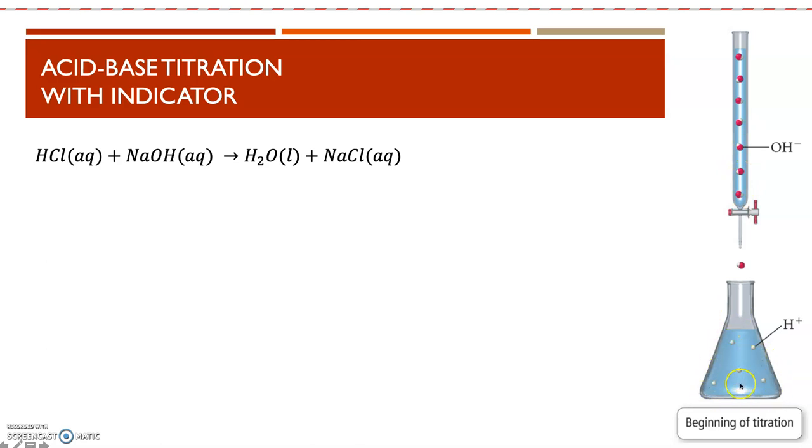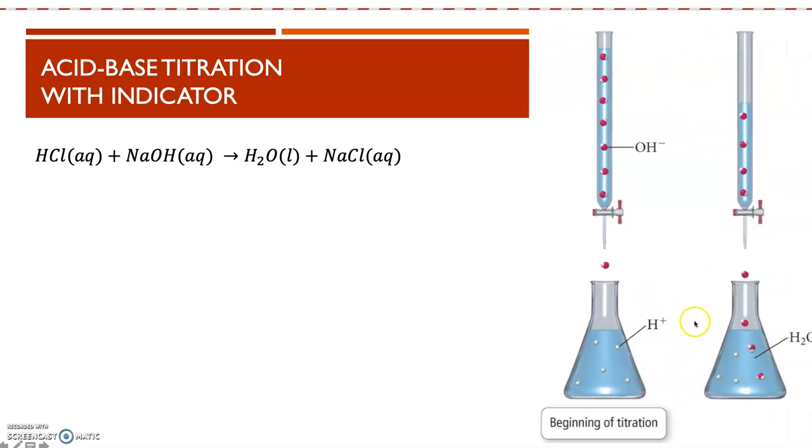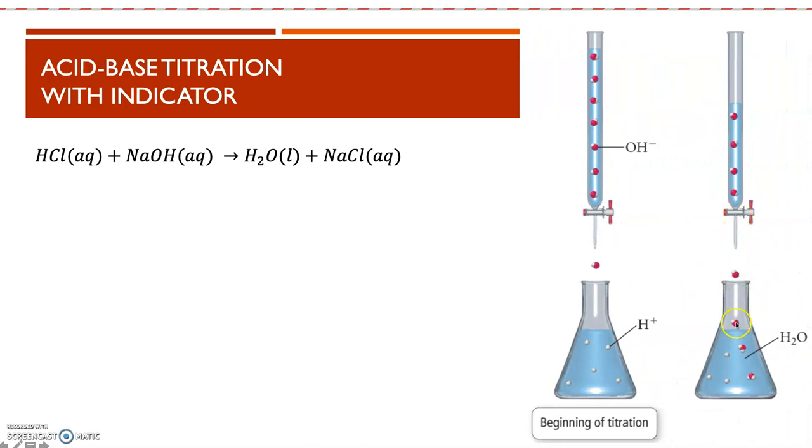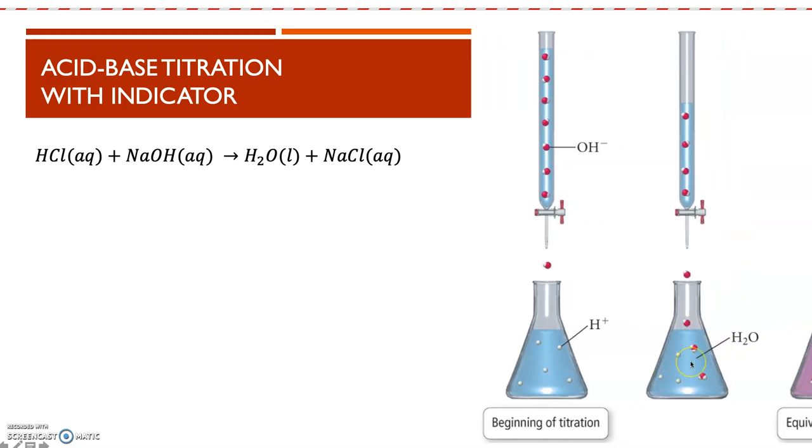in the flask. So at the beginning of the titration, we start adding sodium hydroxide, and here we just have the hydroxides and the hydrogen ions present. As this reaction goes, we drop hydroxide into the flask, and the hydroxide ions will react with the hydronium, or with the hydrogen ions, the protons, to create water. And we just keep adding more hydroxide until all of these protons have reacted with hydroxide to make water.